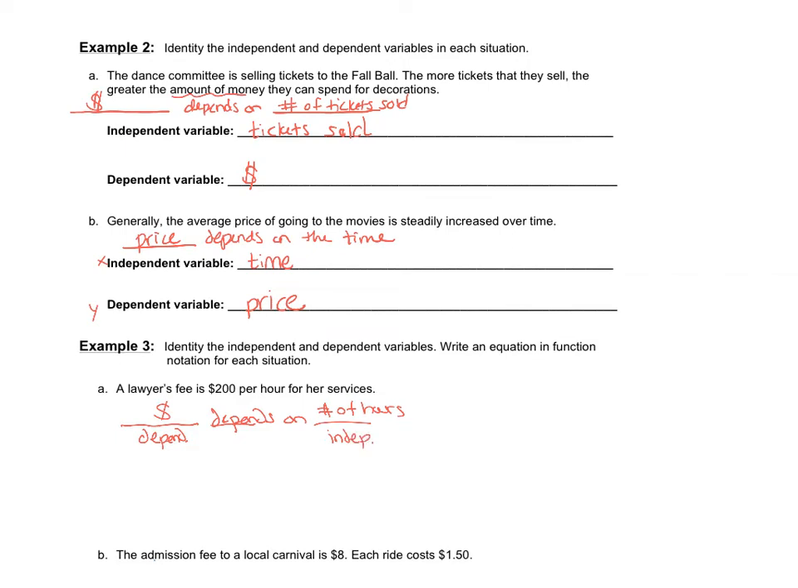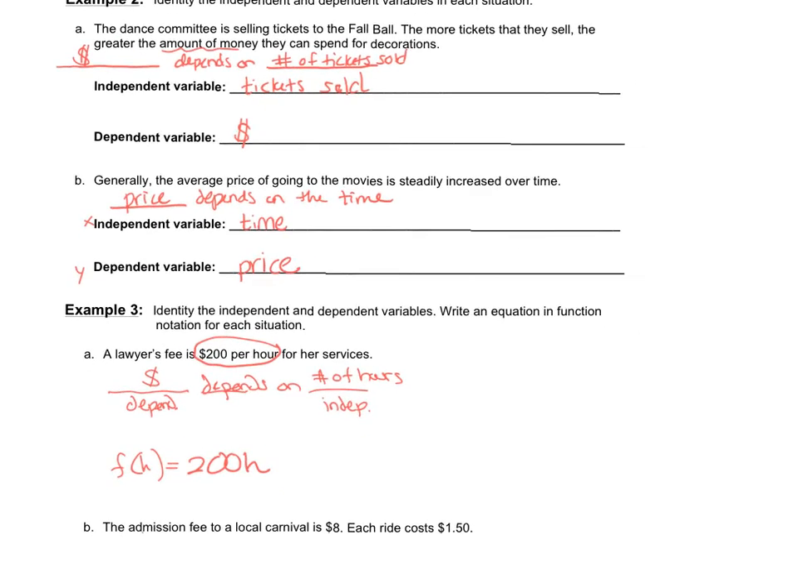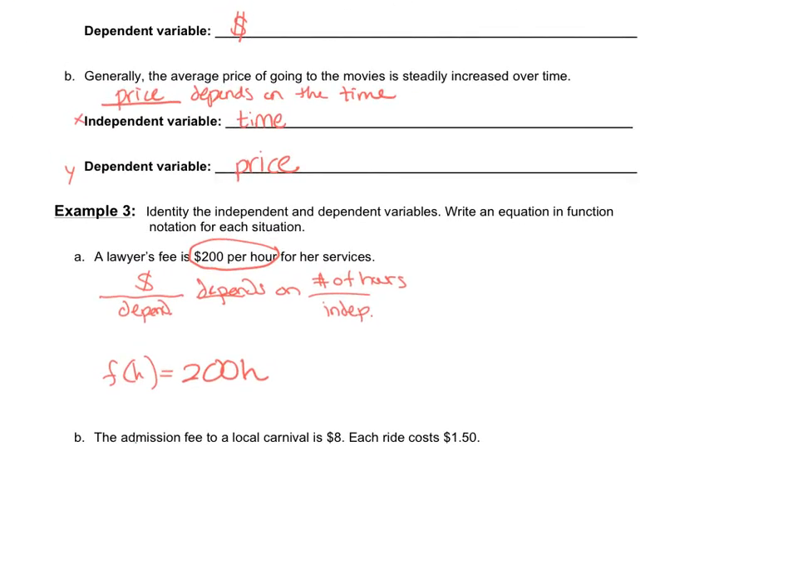And then write an equation in function notation. Well, $200 per hour, that's where I'm going to have my variable. So $200 per hour. And it needs to be an equation, but in function notation. So instead of the y, I'm going to replace that with f of x. F of h, I should say, if I'm using h for hours. Minor detail. We're just keeping the same variable in there. I could have said f of x equals 200x.